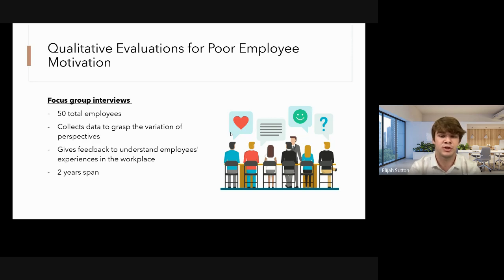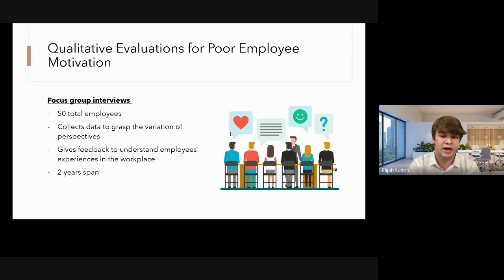Focus groups are going to be used in our data collection to grasp the variation of perspectives and understand through the interactions among employees. And this information was found on mbci.com and typeform.com, which will give us feedback to explore and understand the employees' experiences in the workplace.